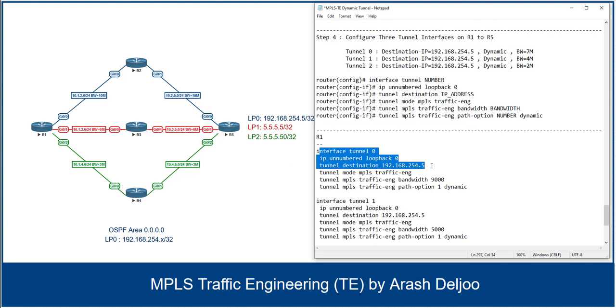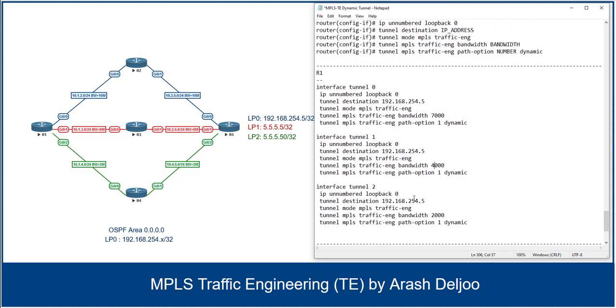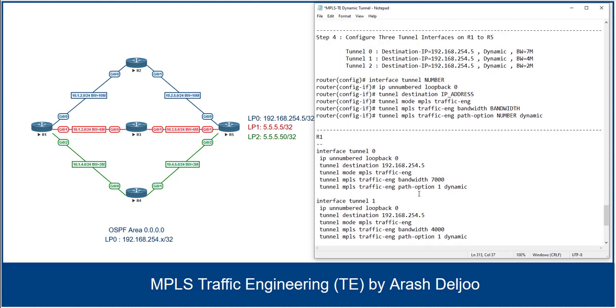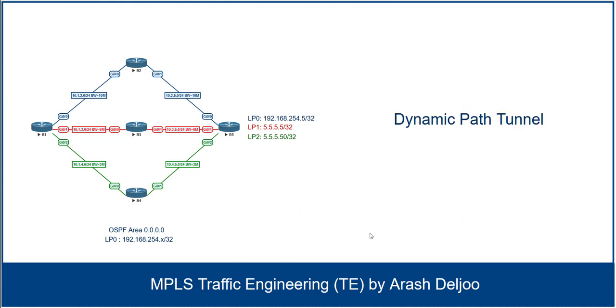Okay, let me show you. In router 1, interface Tunnel0, then ip unnumbered Loopback0. Tunnel destination is 192.168.254.5. Tunnel mode is mpls traffic-eng. Tunnel mpls traffic-eng bandwidth requirement is, for example, 7000 for the first tunnel. After that, tunnel mpls traffic-eng path-option 1 dynamic. Here we don't use explicit, we use dynamic. Tunnel 1's requirement is 4000 kilobit per second, and tunnel 2's requirement is 2000 kilobit per second. Let me configure this scenario.